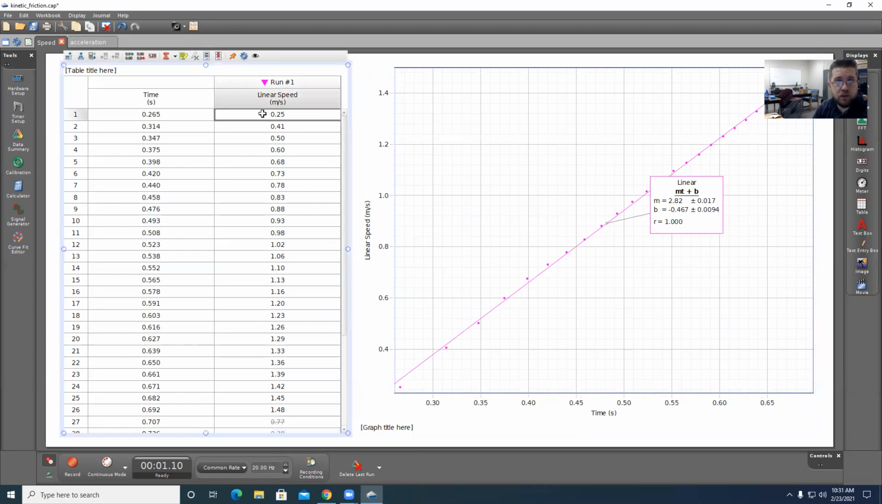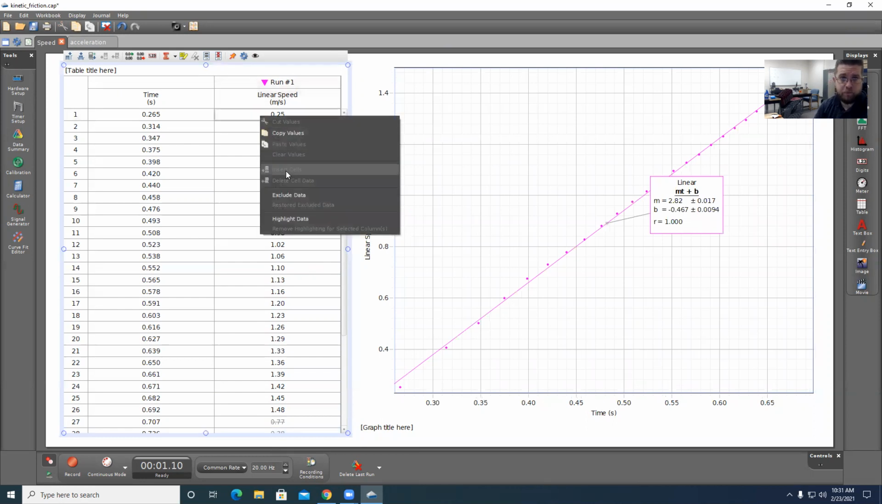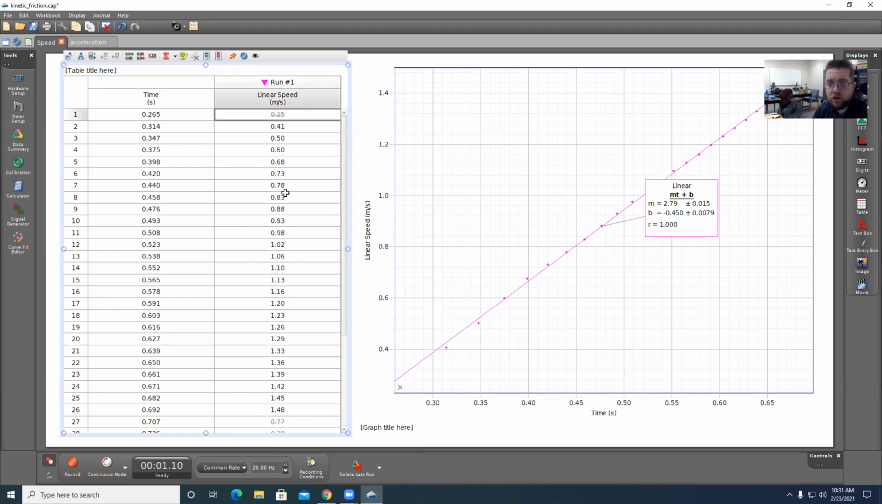Now I can also choose to get rid of this value because it doesn't really help us at all. It sits outside the typical data that's going on. So the actual acceleration is 2.79, which is significantly lower than the gravitational acceleration, which makes sense because this weight system is pulling a block across the table.